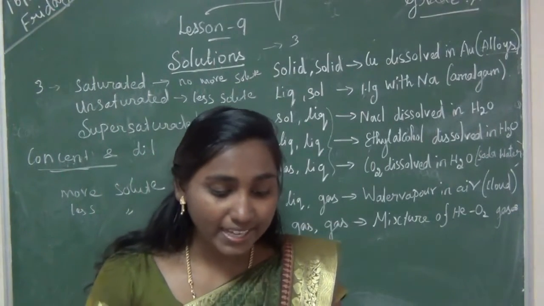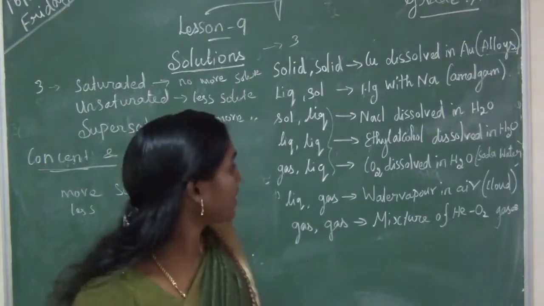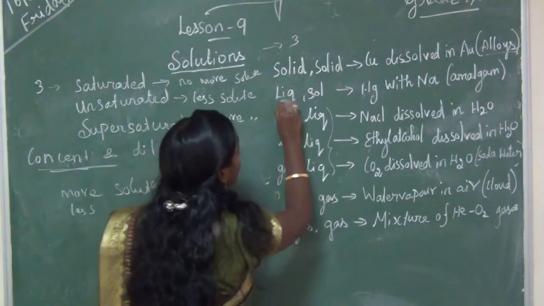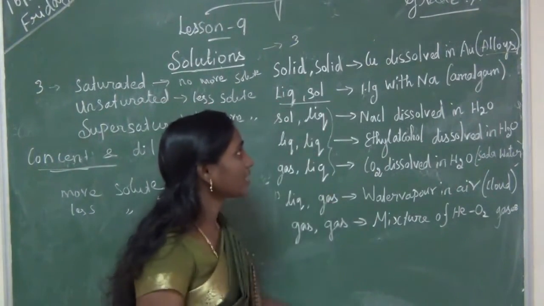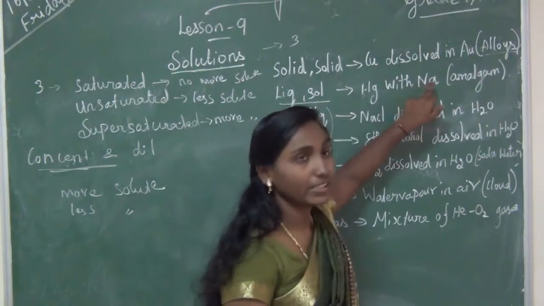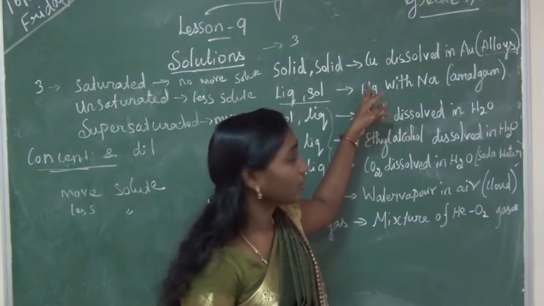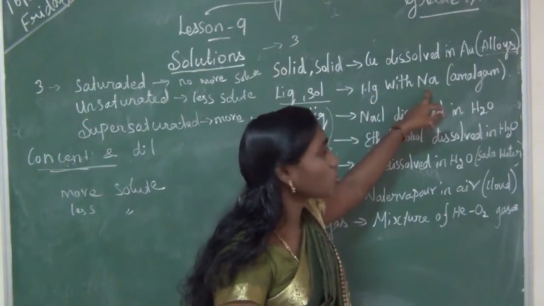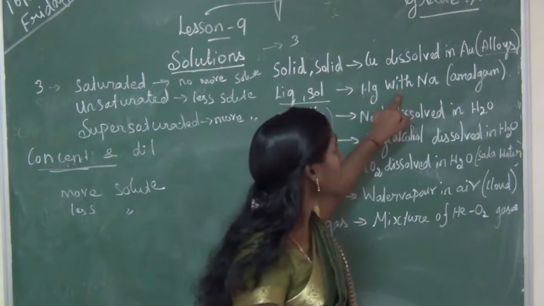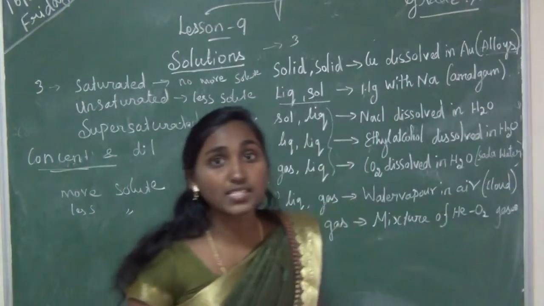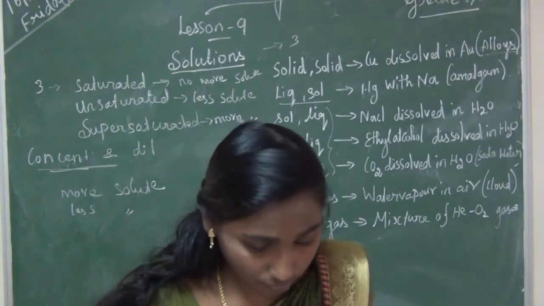Then second one, example for liquid in solid type solution. Liquid in solid type solution. What is the example? Mercury with sodium. You should not write Hg. You should write mercury. Okay. Mercury in sodium. Mercury with sodium. That is amalgam.